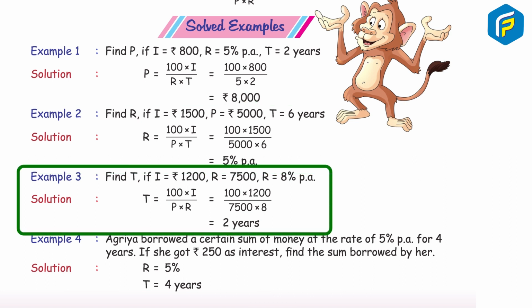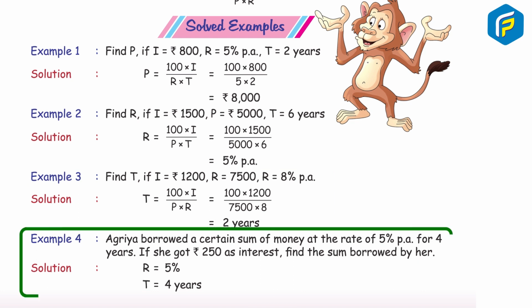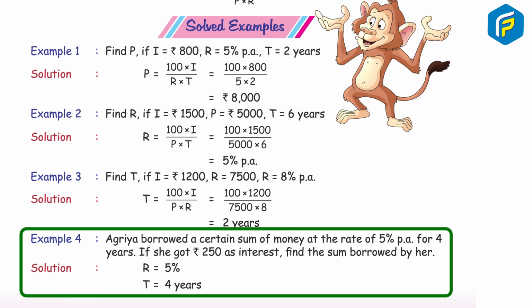Example 3. Find T if I equals rupees 1200, P equals rupees 7500, R equals 8% PA. Solution: T equals 100 into I upon P into R, equals 100 into 1200 upon 7500 into 8, equals 12 years. Example 4. Agriya borrowed a certain sum of money at the rate of 5% PA for 4 years. If she got rupees 250 as interest, find the sum borrowed by her.